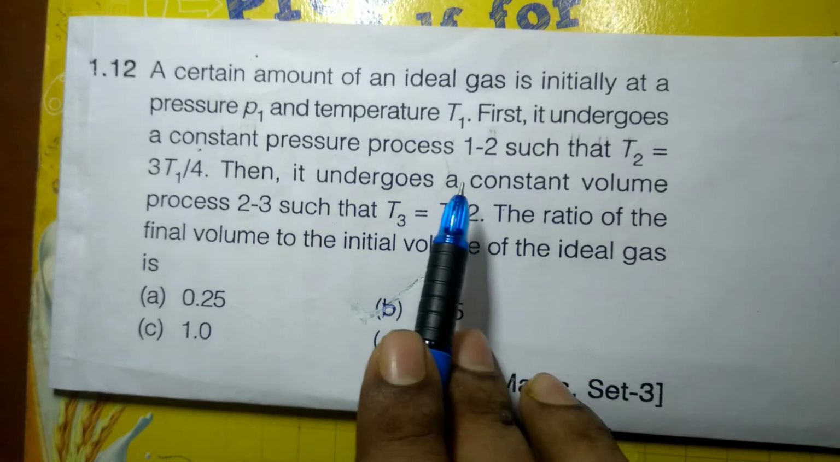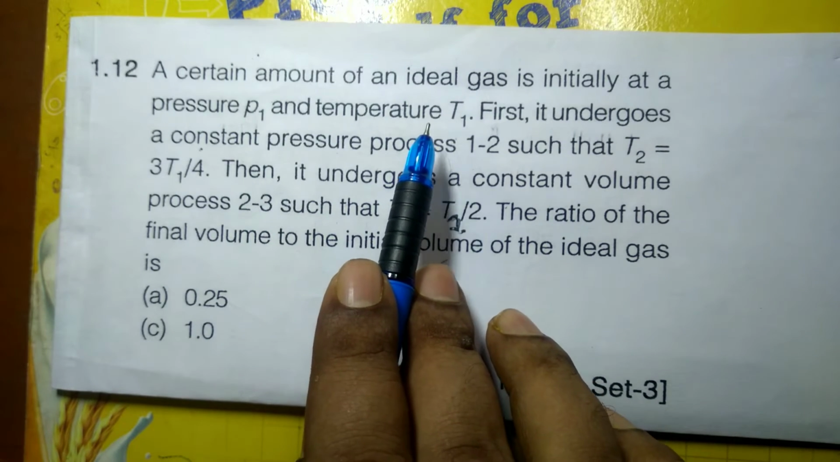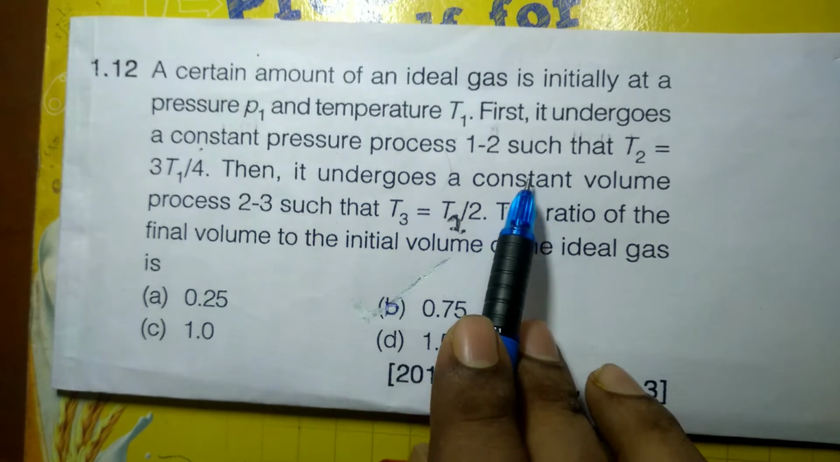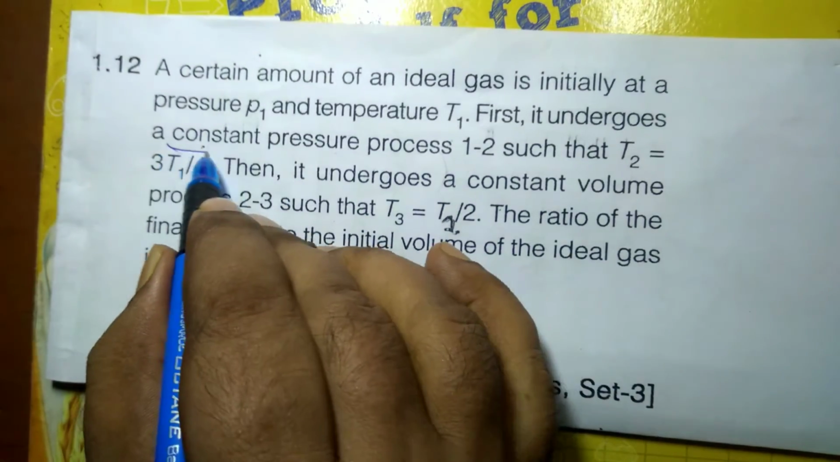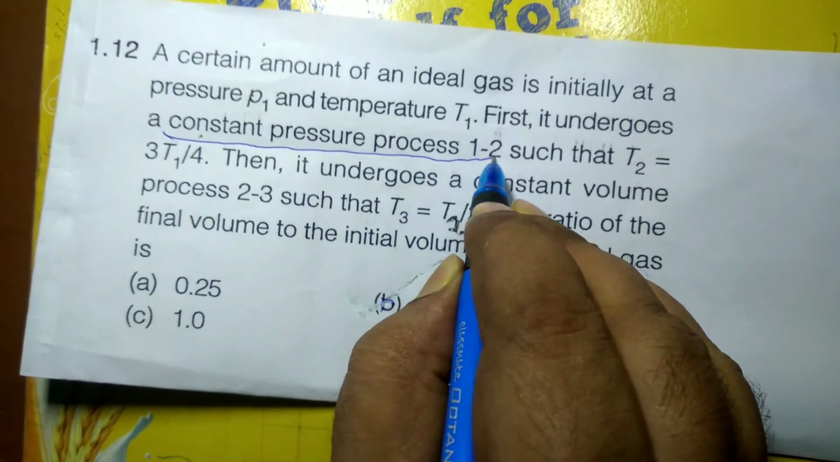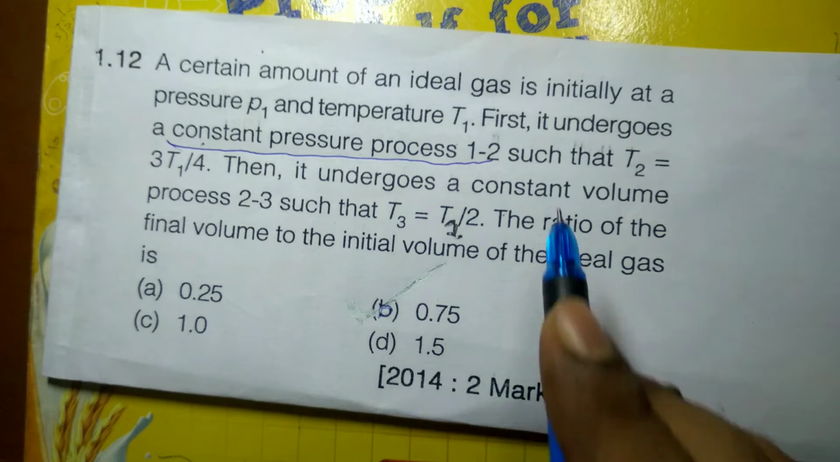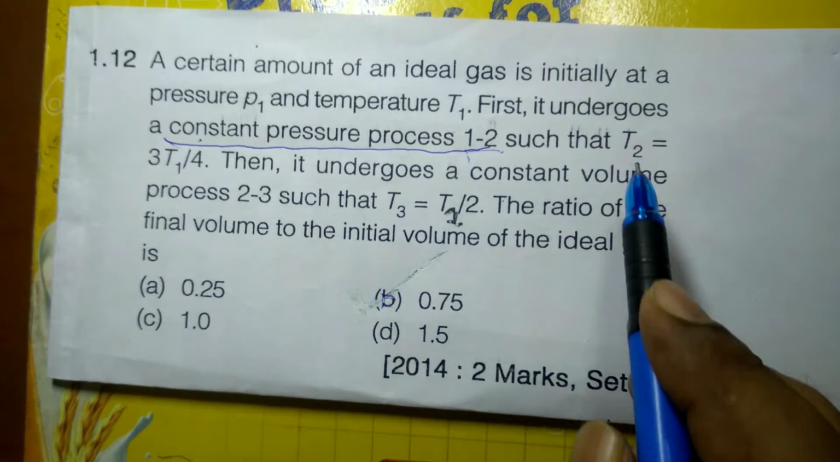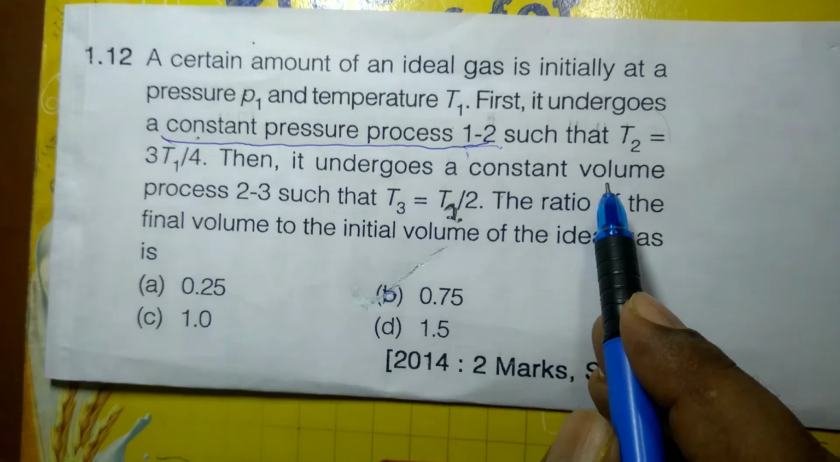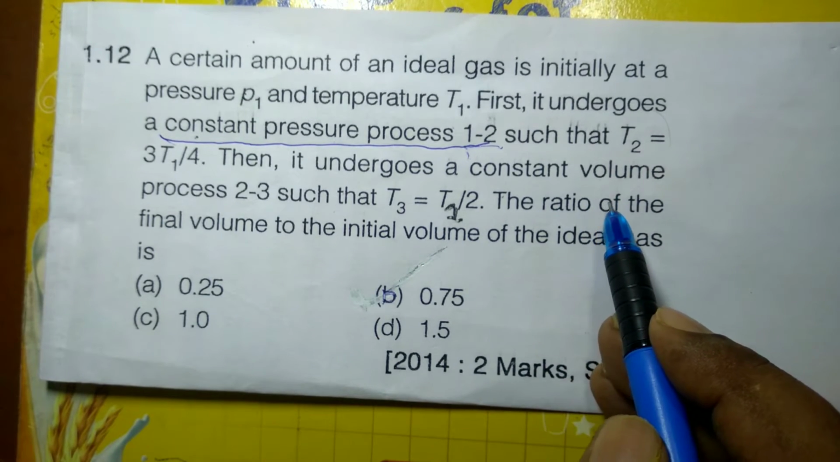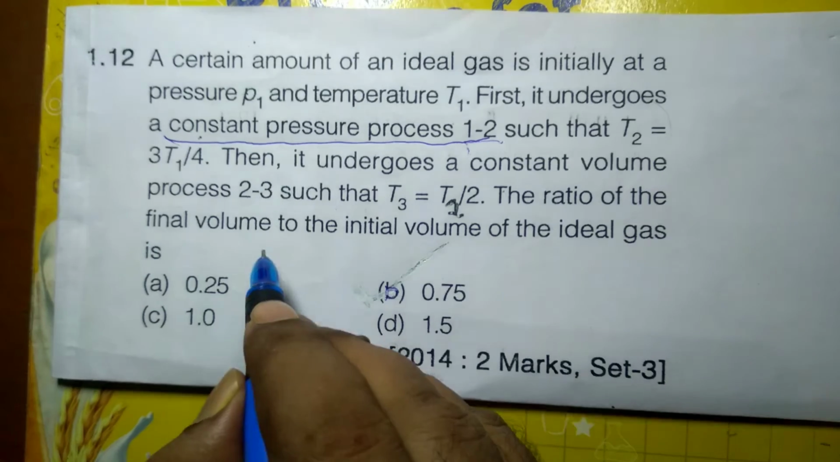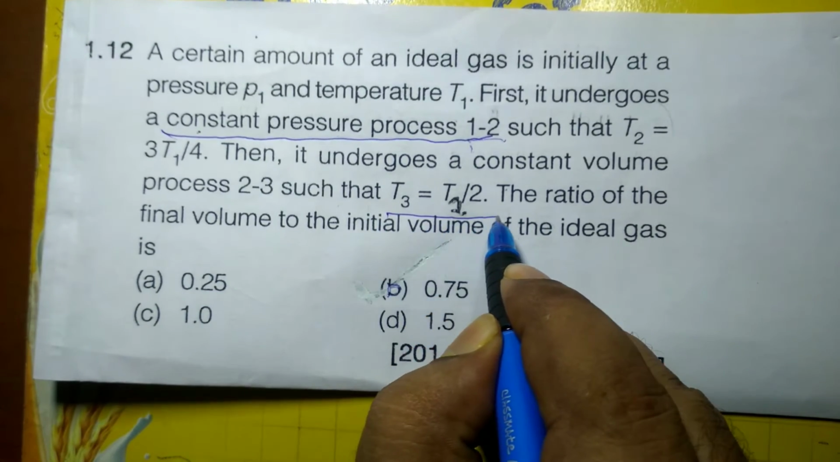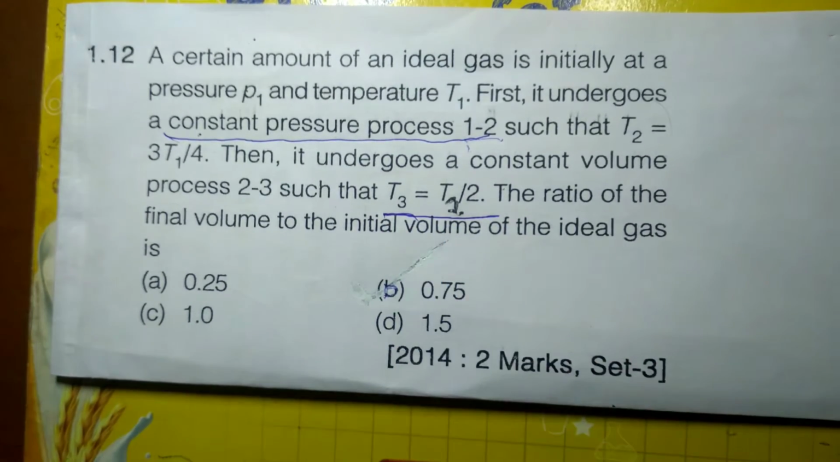Then second, there are 2 processes that the system containing ideal gas undergoes. First process is a constant pressure process. The key lines of this particular problem we first have to identify. So such that T2 is equal to 3T1 by 4. Then it undergoes a constant volume process 2-3 such that T3 is equal to T2 divided by 2.